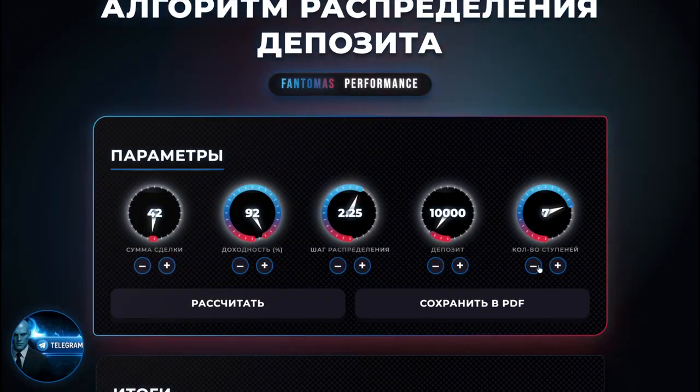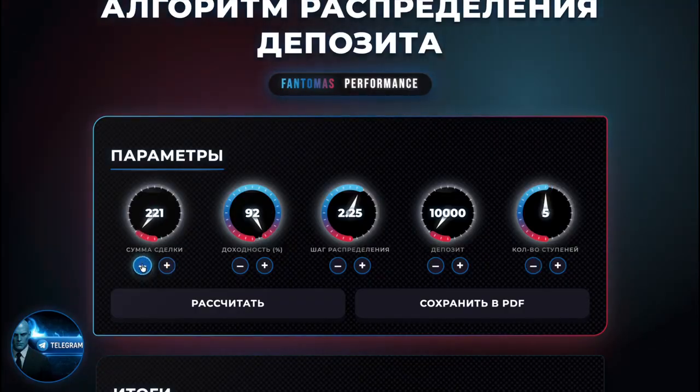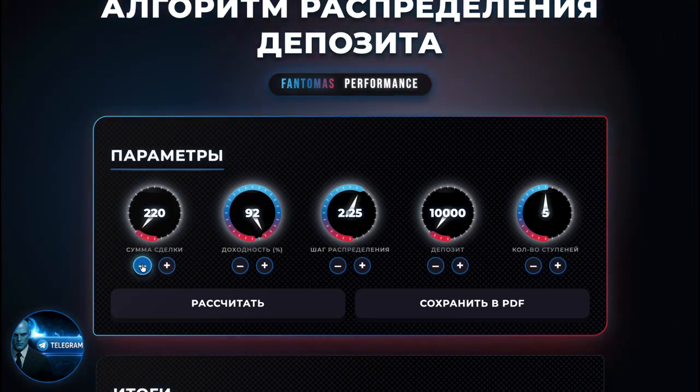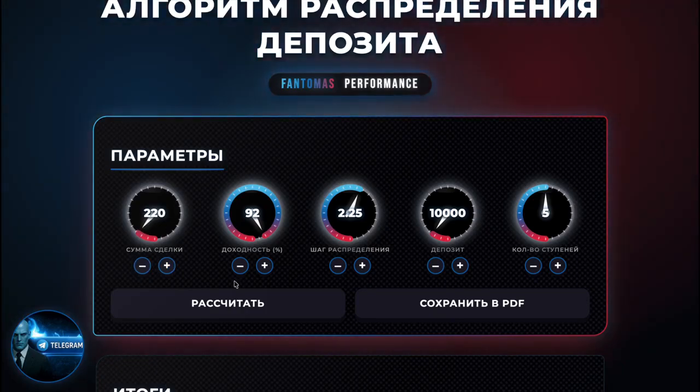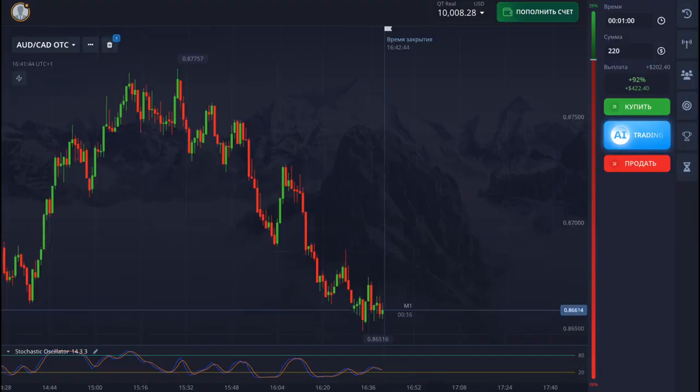Only I will try, let's say 5 steps, because the profit will grow. That is, you either trade safely but earn less, or less safety but you earn more. Okay, we press calculate, and my first step is $220. I switch over, I place $220.